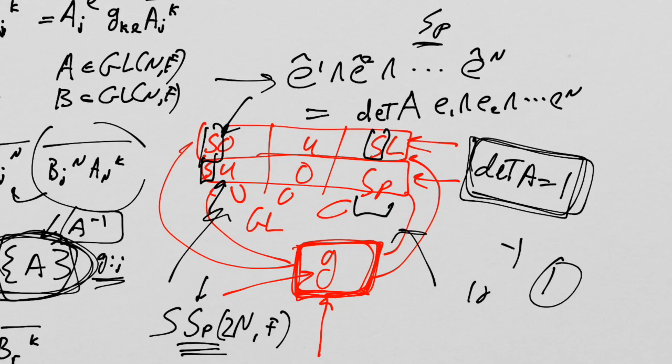Okay, so in our next lecture, we actually are going to start burrowing down a little bit into the nature of these various groups, the orthogonal group, the unitary group, and the symplectic group.